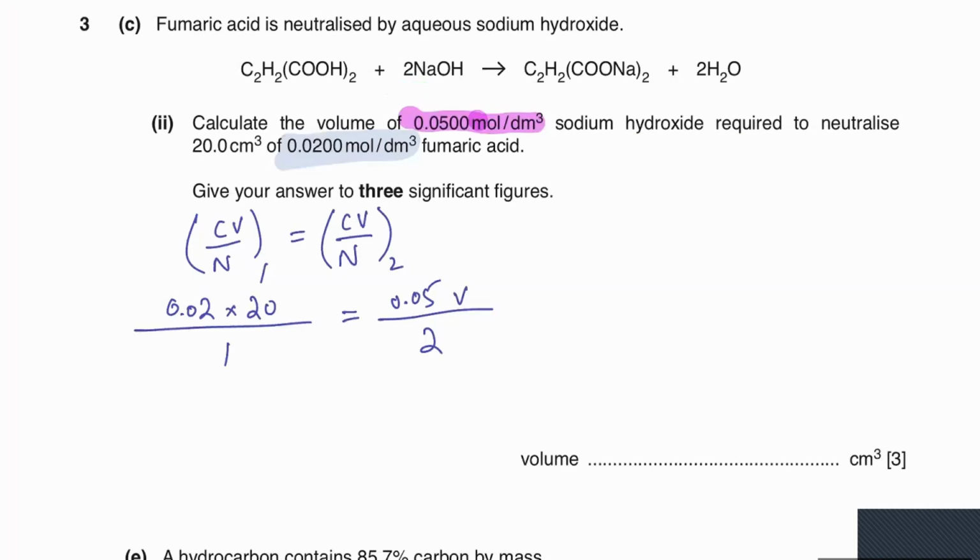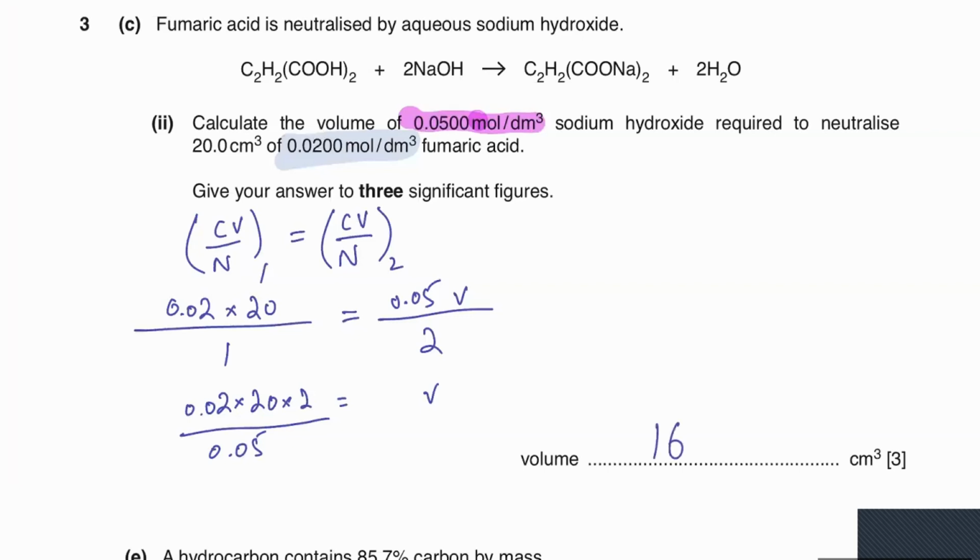And there I have it. I'll easily solve the question. Cross multiply again. 0.02 times 20 times 2 is equal to 0.05 V. This 0.05 goes and divides it. And I get 2 times 20 times 0.02 divided by 0.05. 16 cm cube as my answer.